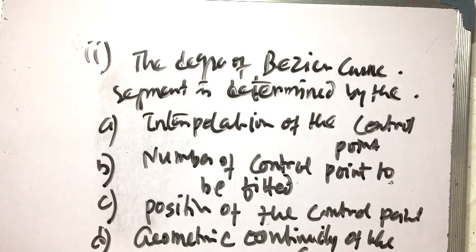The correct answer is interpolation of the control points. After performing interpolation of the control points, you can generate the degree of the curve. Option A is the correct answer.